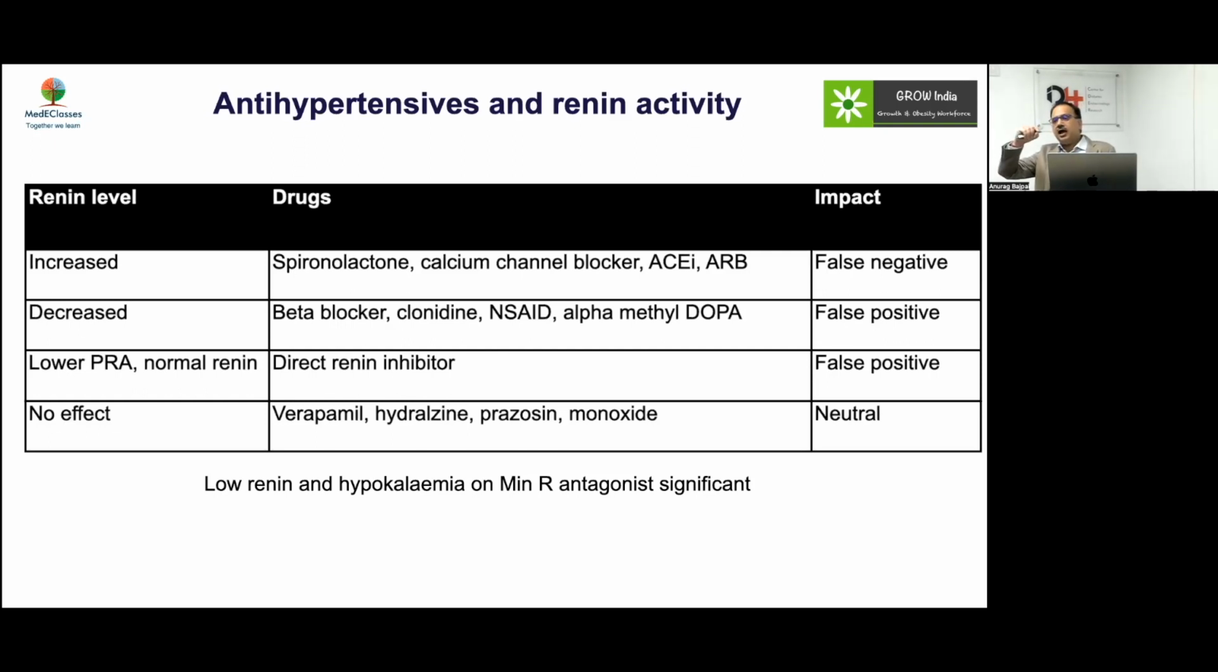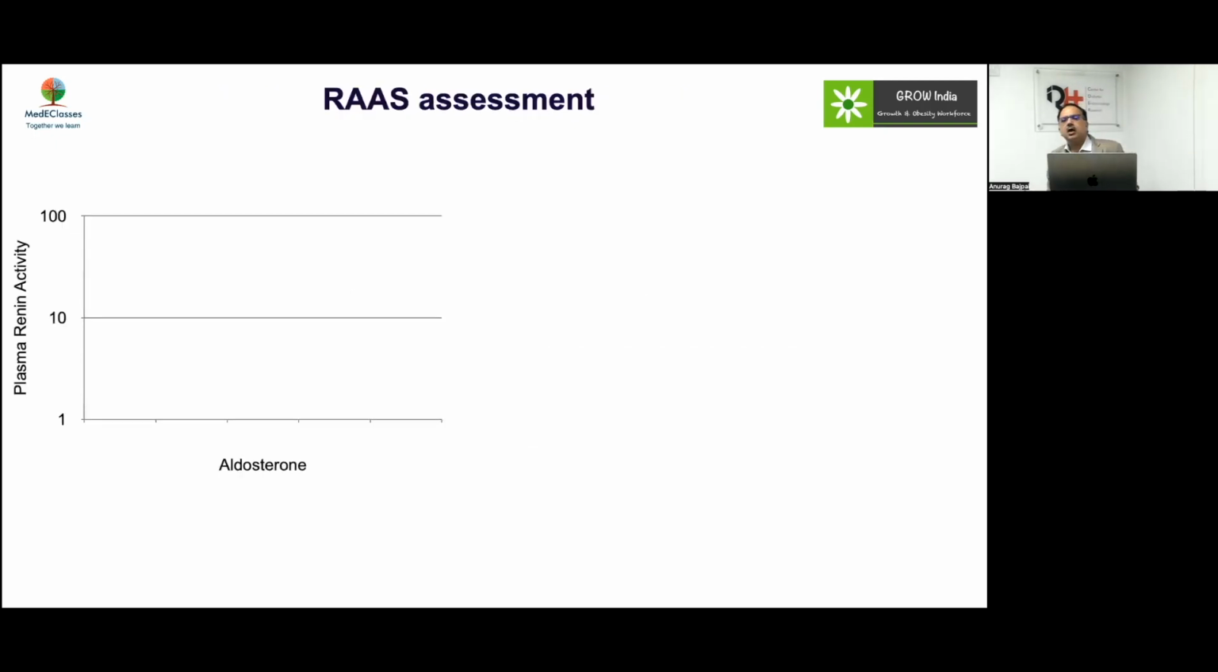If they are hypokalemic, then that is something that is actually overriding the effect. This is 100% sure to be an endocrine form of hypertension or renin excess. Now, when you're assessing the RAS system, you need to remember that like FT4 and TSH, like calcium and PTH, like glucose and insulin, there is a log linear relationship between aldosterone and renin activity.